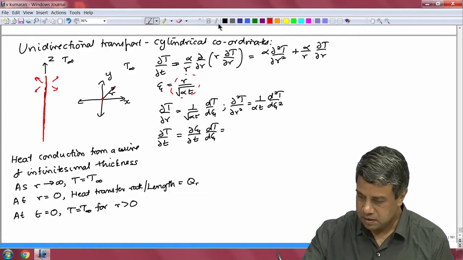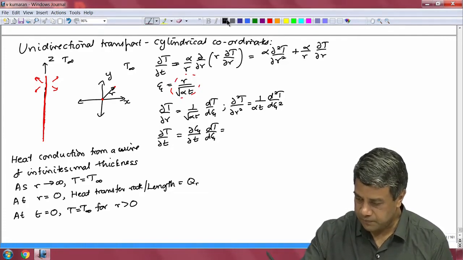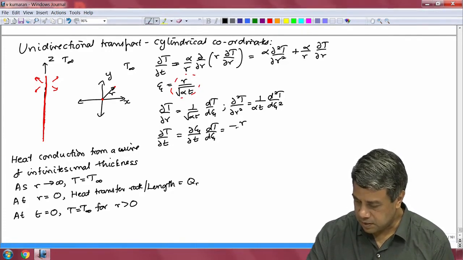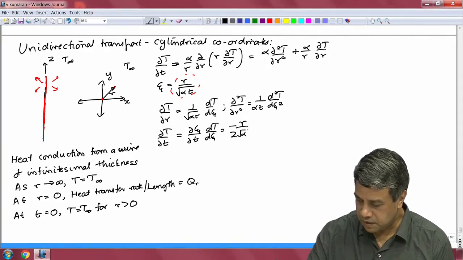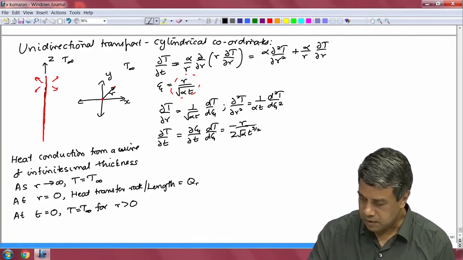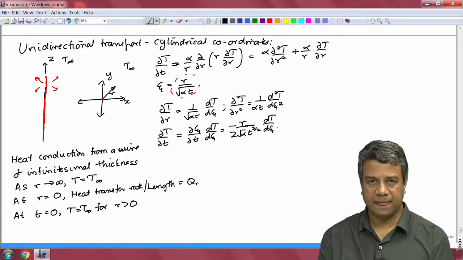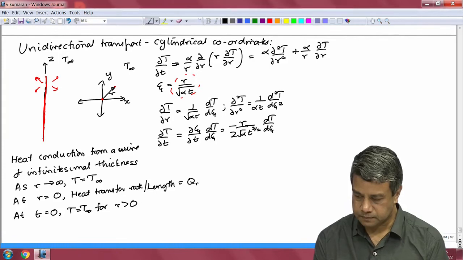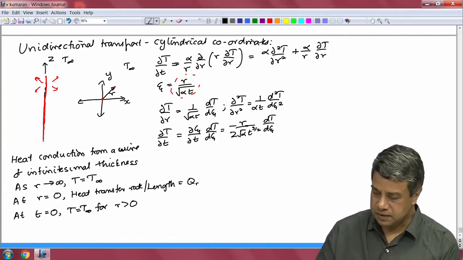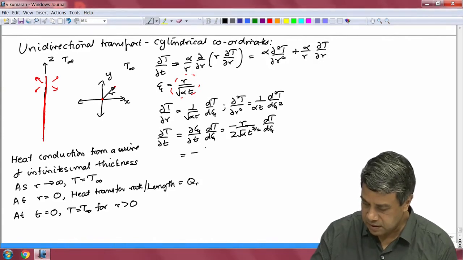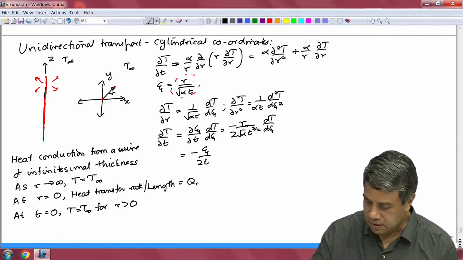Okay. So this becomes equal to minus r by 2 root alpha t power 3 by 2, okay, dT by d psi. And r by root alpha t is just equal to psi itself. So, I will get minus psi by 2t, okay, dT by d psi.